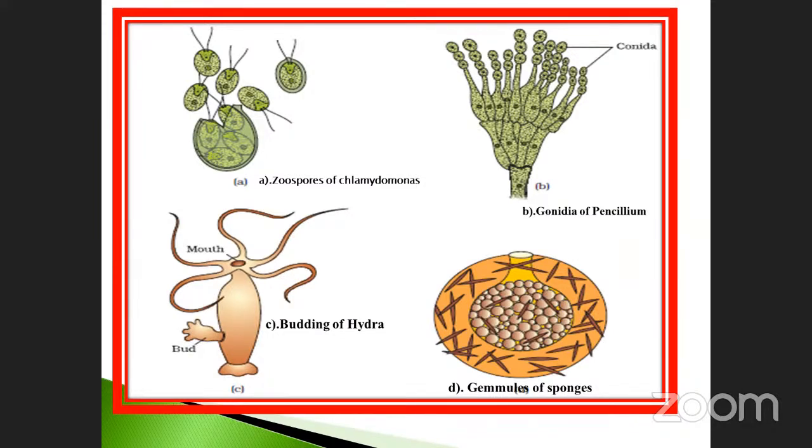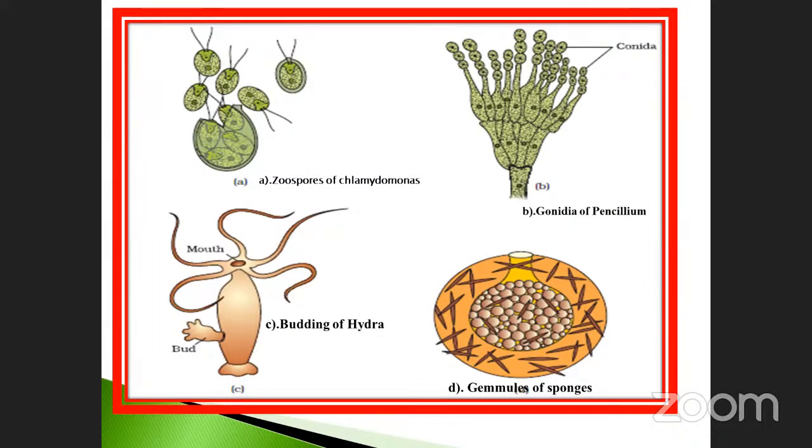The last one is called gemmules. This is called gemmules. Inside there are so many small things. What is that? Spores. Okay, that is called gemmules. A number of gemmules are present inside the opaque cell wall. Okay, so these are the four examples.